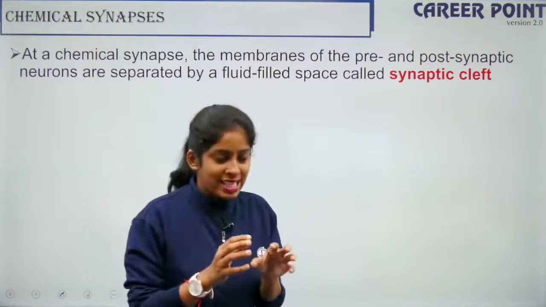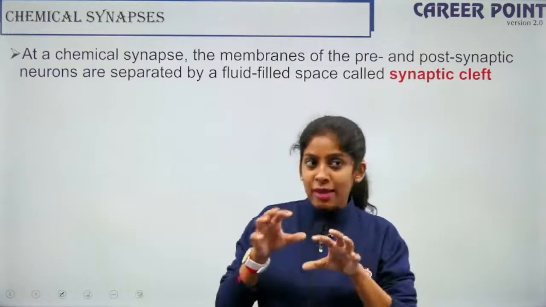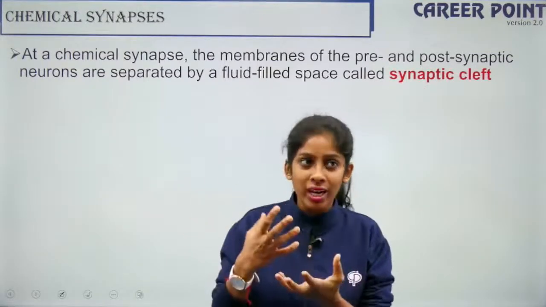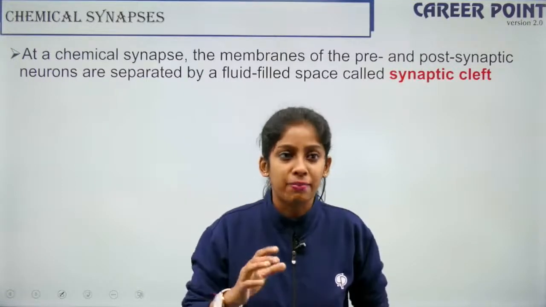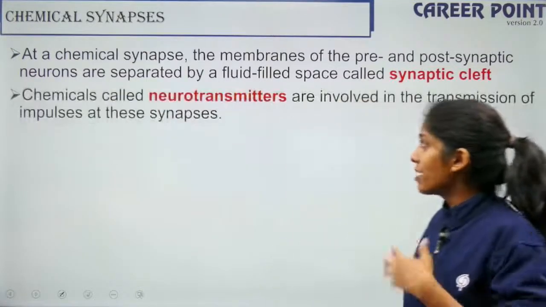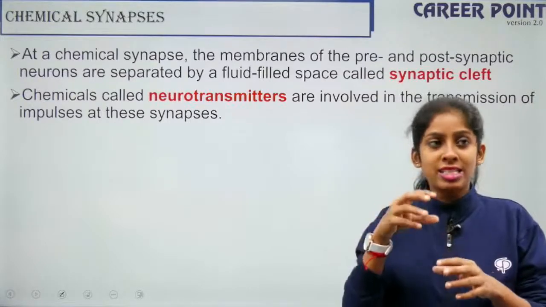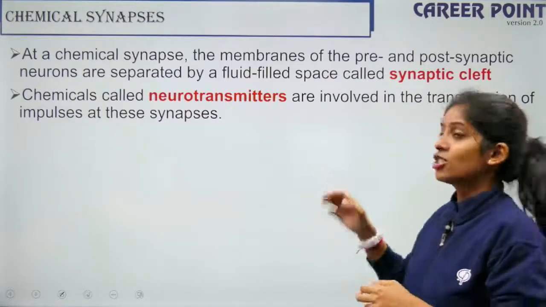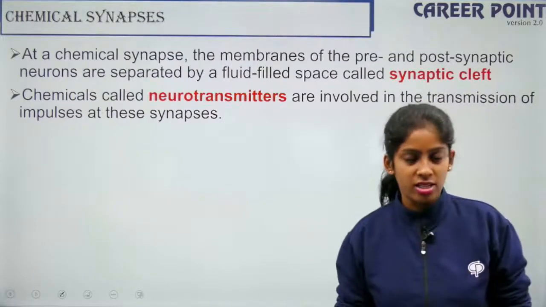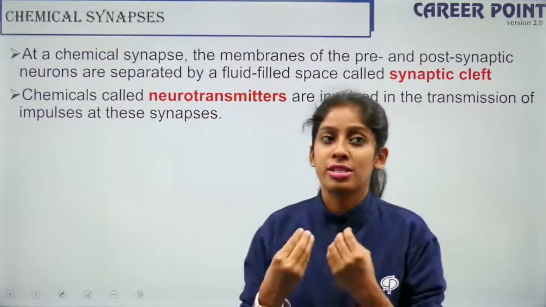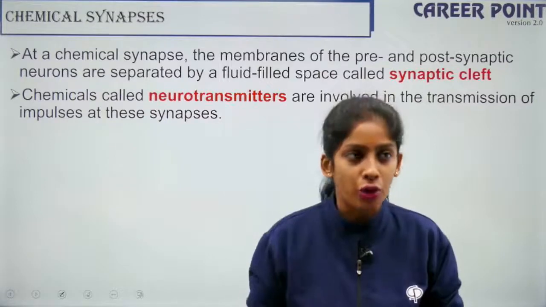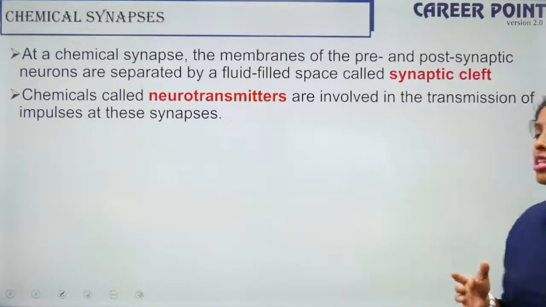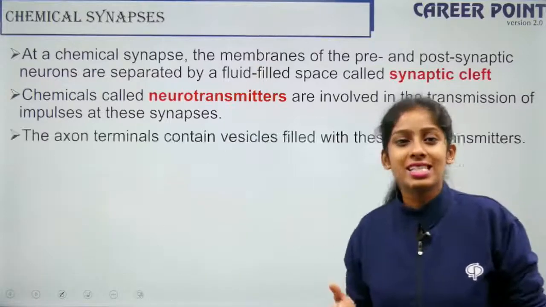Okay. So in a chemical synapse, the junction between two neurons has a fluid, and this is known as the synaptic cleft. This fluid-filled space has chemicals. Anyway, it's a chemical synapse. These chemicals are called neurotransmitters. Neuro, which help in transmitting the information from a neuron. So that is what they mean by neurotransmitters. They are involved in the transmission of impulse across these synapses.